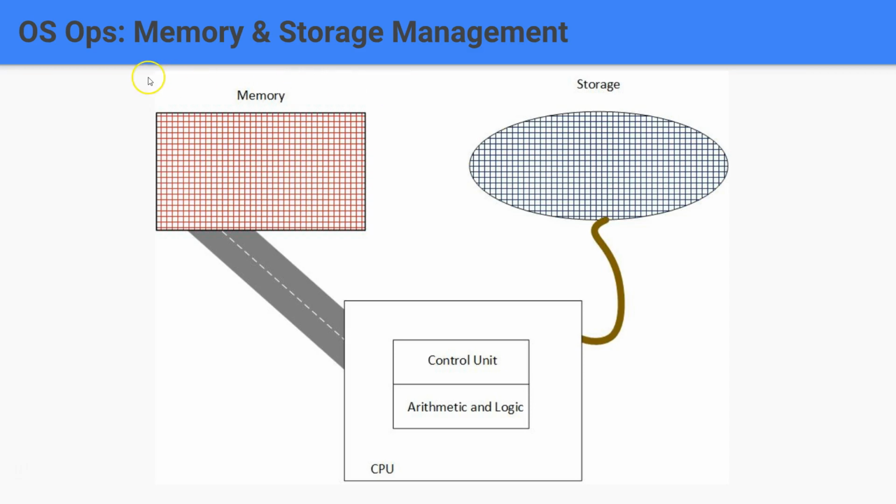All right, so let's talk about operations, actually OS operations, memory and storage management. We talked about this earlier in the theoretical part. This is one of the big things that an operating system does. This is critical to its core component.